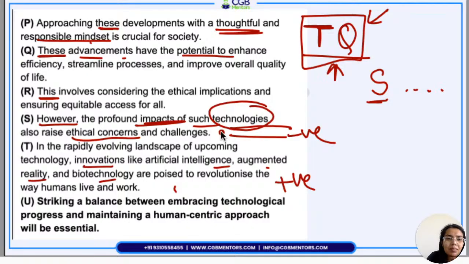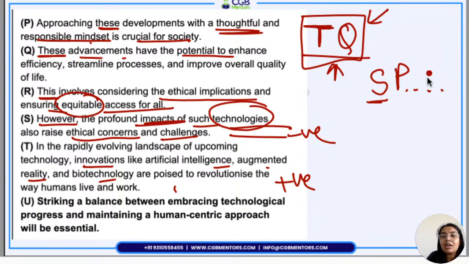तो S के बाद में यहाँ पर मुझे P आएगा. ओके, that is saying that एथिकल कंसर्न्स एंड चैलेंजेस है, तो क्या करें बताओ? V: approaching with a thoughtful and mindful, responsible mindset is crucial. और R बोलता है अब कैसे थॉटफुल बने. तो this involves considering all ethical implications and ensuring equitable access for all.